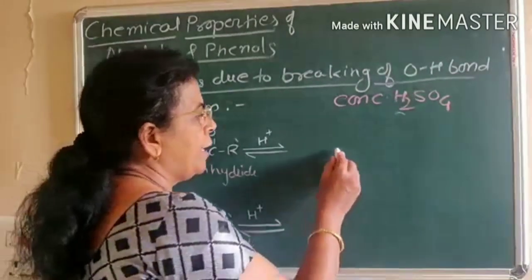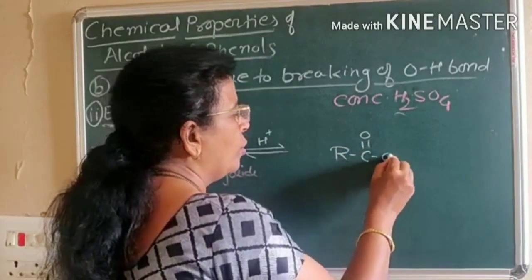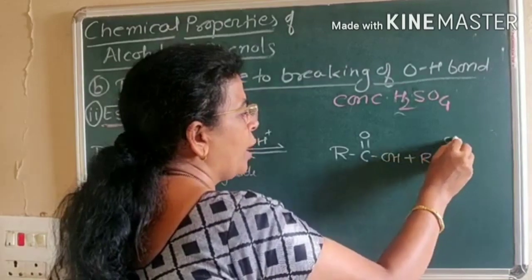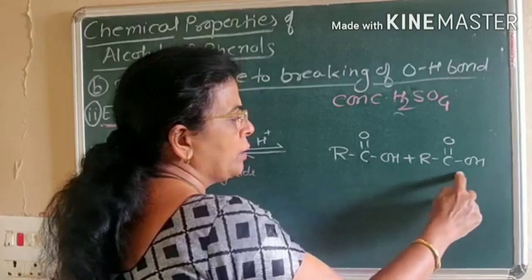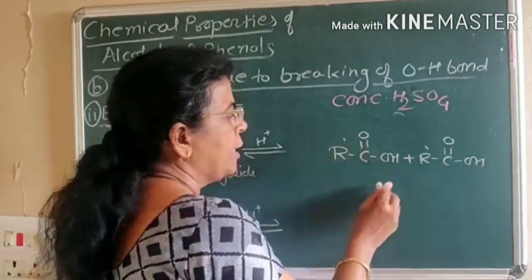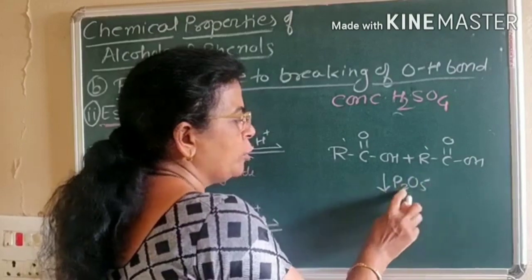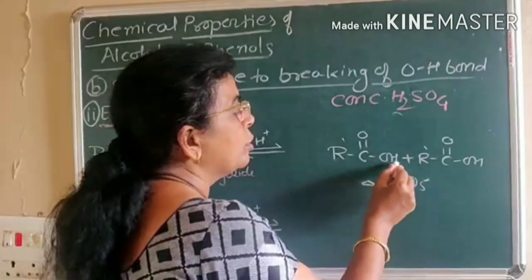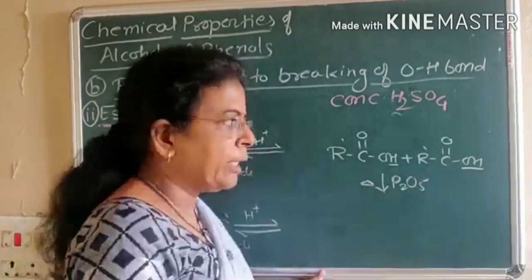Acid anhydride is formed by the dehydration of two molecules of carboxylic acid. Now this is one carboxylic acid molecule, this is the second. If we take R dash here, then this reaction is carried out in presence of phosphorus pentoxide. Phosphorus pentoxide is a dehydrating agent. It removes an H2O molecule from two carboxylic acids.